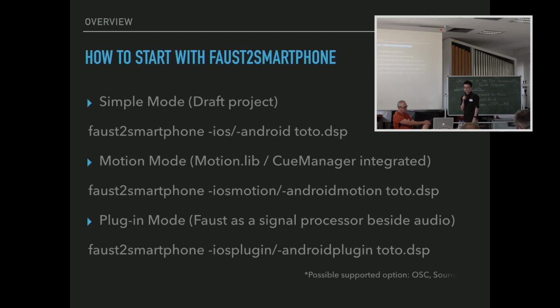To start with, Faust2smartphone is very simple. We propose three different modes. The first one is the simple mode. It will generate a very simple template, a draft project, and you can start with it. And the second is what we call motion mode. It has a queue manager predefined and a motion lib pre-compiled inside the project. We will talk more about this mode later. And the third mode is plug-in mode. We treat Faust as a signal processor, not only for audio.